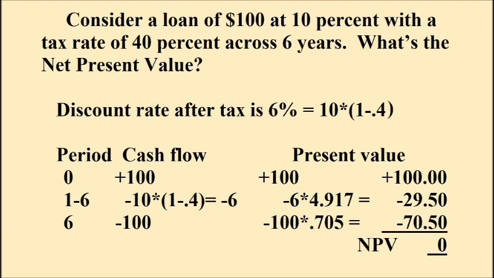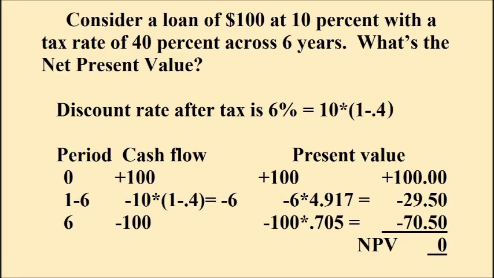Well, in period 0, we have $100 coming into us. In time periods 1 through 6, we have an outflow of the interest payment of $10, 10% of that 100, but 40% of that, or $4, is tax deductible, so we have a net outflow of $6 each of those 1 through 6 periods. Then, in period 6, we pay back that principal.